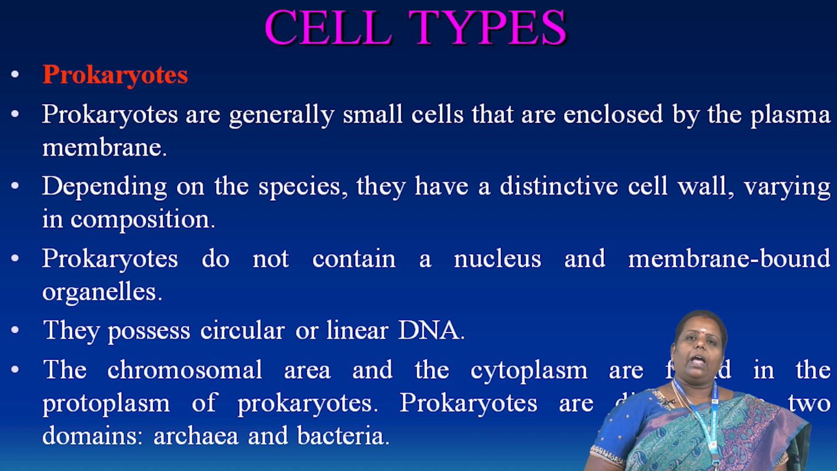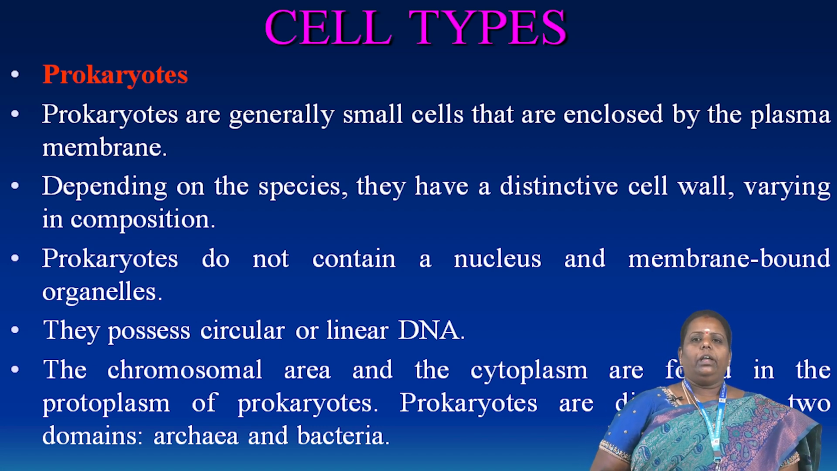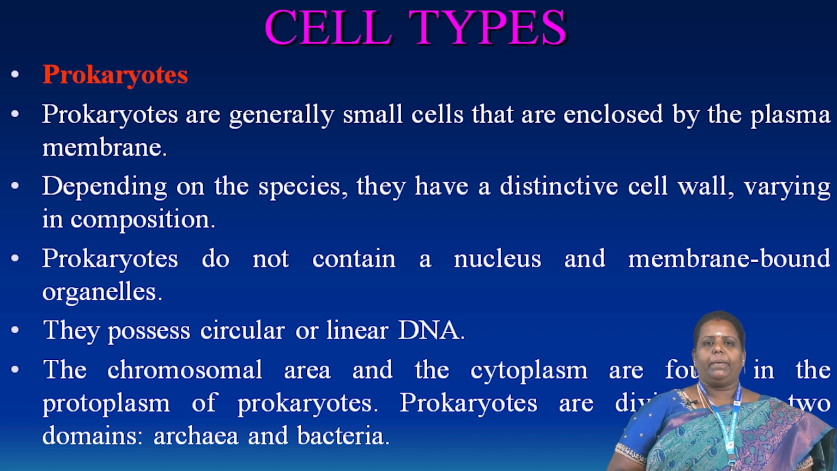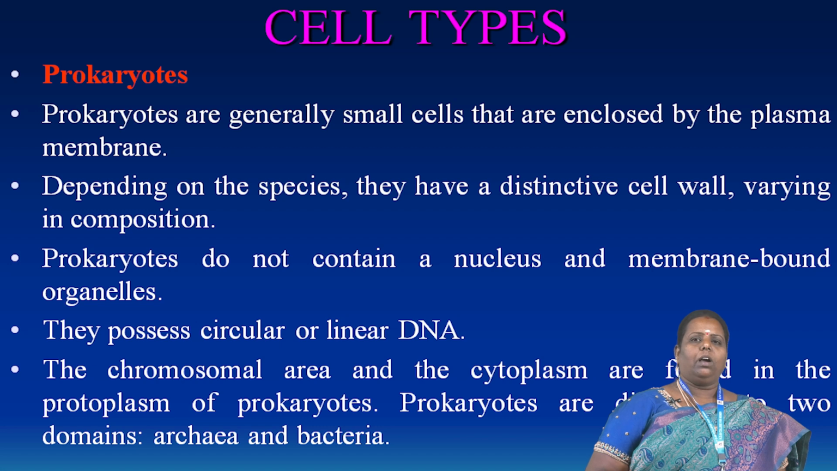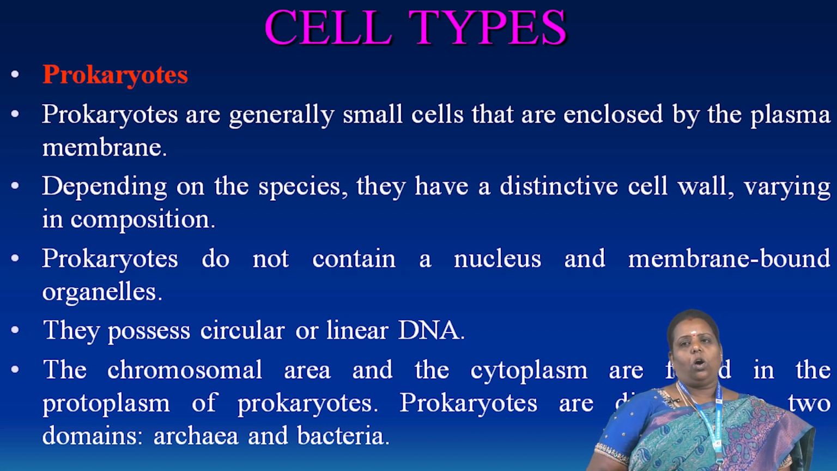Prokaryotic cells do not have a true nucleus. Instead of a nucleus, they have a nucleoid, and a circular DNA is also present. Eukaryotic cells have a true nucleus. Prokaryotes are generally small cells enclosed by the plasma membrane. Depending on the species, they have a distinctive cell wall varying in composition. Prokaryotes do not contain a nucleus or any membrane-bound organelles. They possess circular or linear DNA, not a true double helix DNA.